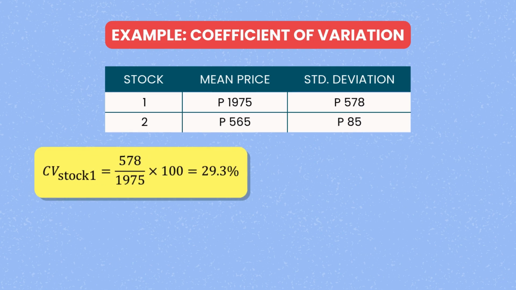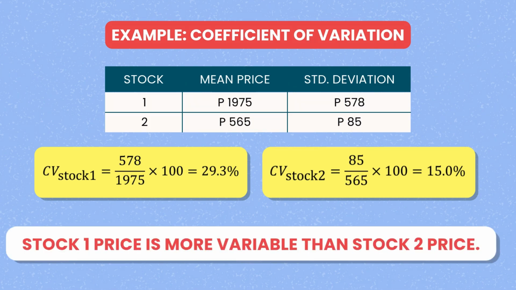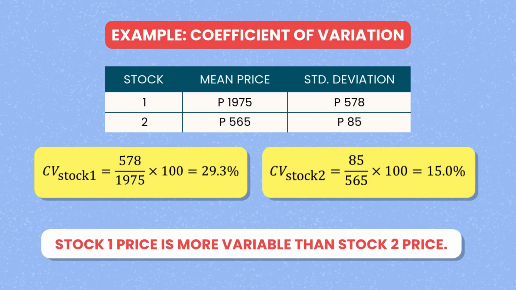Plugging in the values for stock 1, we will get a CV of 29.3%, while the computed CV for stock 2 is 15%. Given the CV, we say that the stock 1 price is more variable than the stock 2 price. Again, if you are someone who is into stocks investment, which will you choose? And the answer is it depends on which type of investor you are. If you are a conservative investor, you are going to choose stock 2 with a smaller percentage. Its price is less variable. While if you are the risk-taking type, or the aggressive investor, you will definitely choose stock 1.